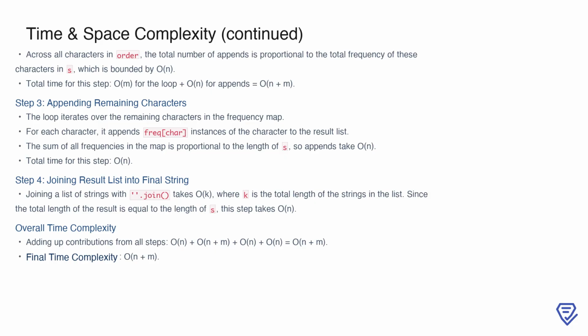Finally, in step 4, we join the result list into a single string using .join. This operation is proportional to the total length of the strings in the list, which is the length of S, so it's O(n). Summing up all contributions, the overall time complexity is O(n) plus O(n plus m) plus O(n) plus O(n), which simplifies to O(n plus m).